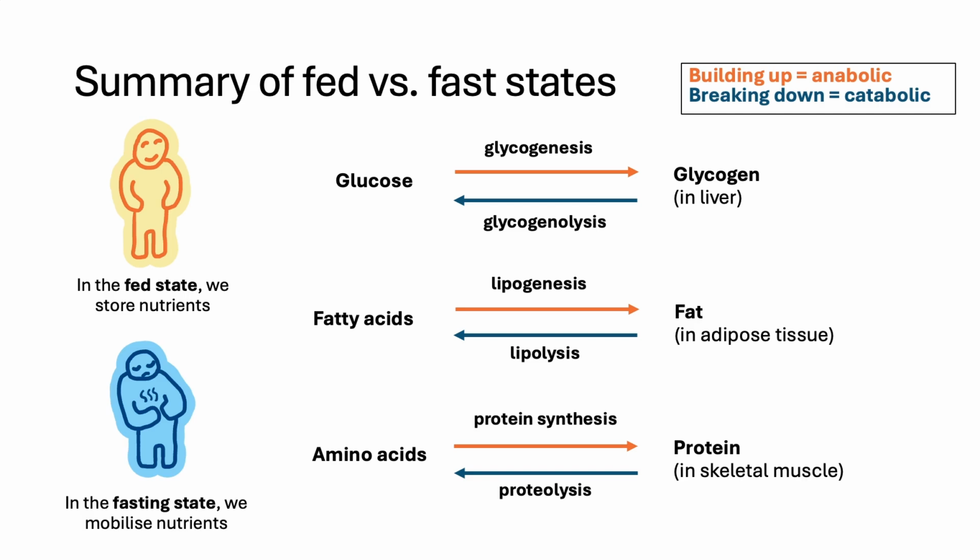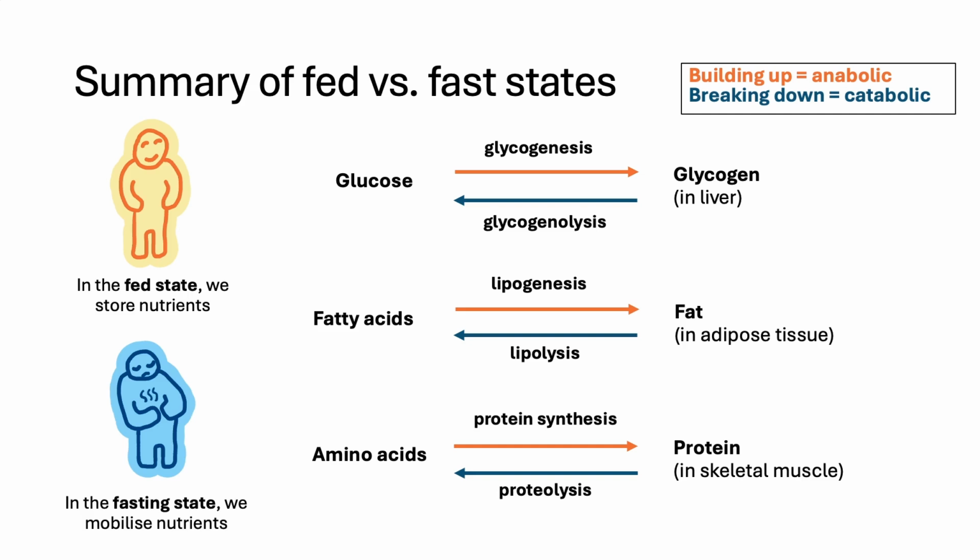When we're breaking things down in the blue arrows, we call those catabolic reactions. And so catabolic reactions break things down. You might have heard of anabolic steroids, which is what gym junkies and bodybuilders might take to help them build up muscle in particular. So anabolic and catabolic, fed versus fast state. Clear as mud? All right.